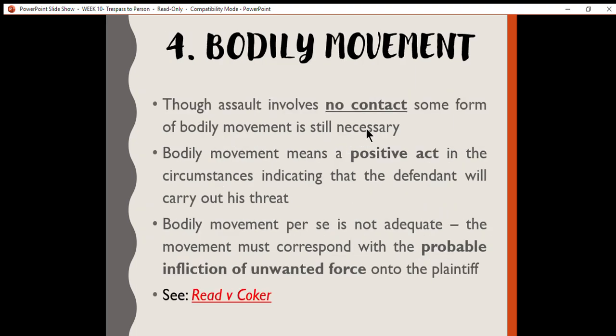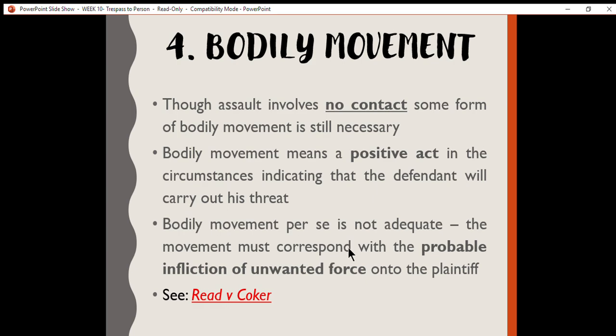And the last element is bodily movement. You must prove that there is some bodily movement. Even if assault involves no contact, some form of bodily movement is still necessary. Bodily movement means a positive act in the circumstances indicating that the defendant will carry out his threat. So bodily movement per se is not adequate, and it must be accompanied by the probable infliction of unwanted force onto the plaintiff. If you are able to fulfill the third element of assault, then the fourth element may also be fulfilled. You may refer to the case of Read against Coker in your manual.